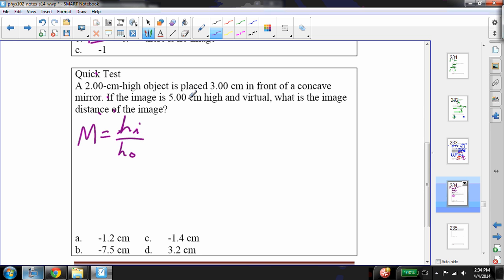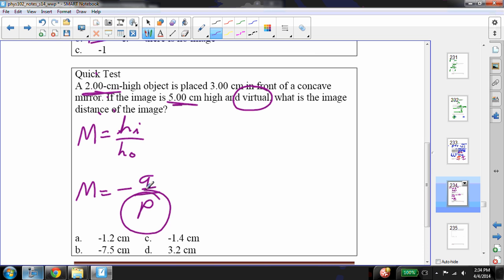Now notice that my image is 5 centimeters. My object is 2 centimeters. So I can figure out what my magnification is. My magnification is also equal to negative Q over P. Remember that the image is virtual, so you want to think about what the sign of Q is. And we're looking now for P. I'll leave you with that. You have to think about the interplay between these two, and you can solve for P. I think there's one more here.